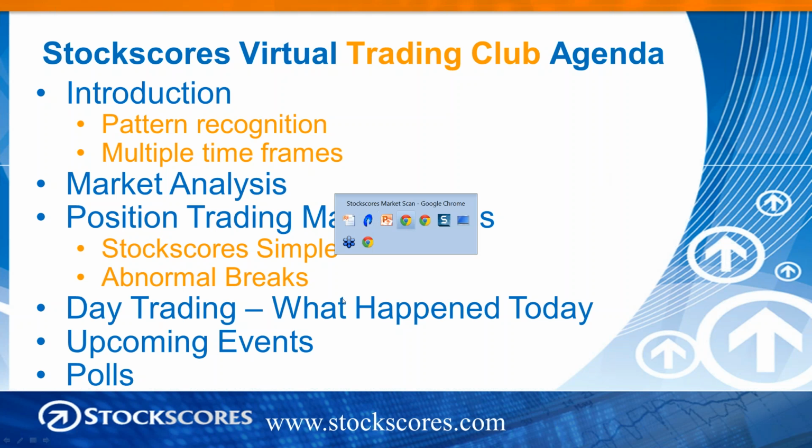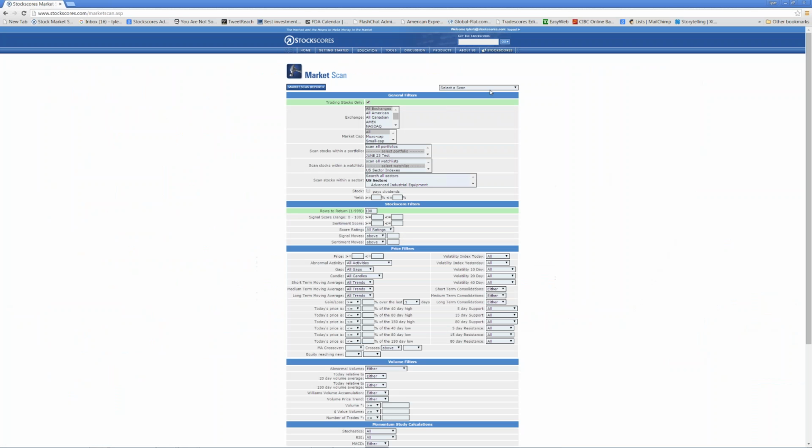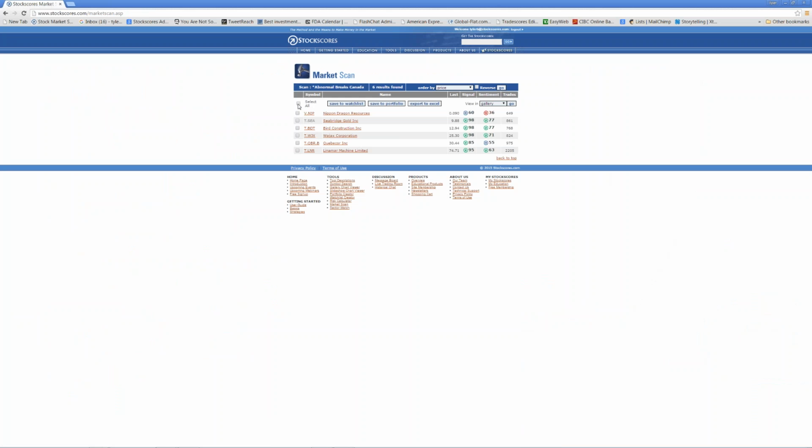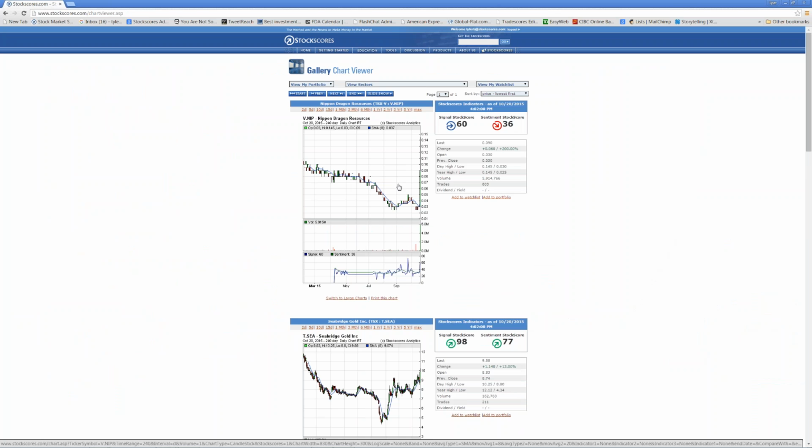So I'm going to jump over to the Stockscores market scan here and go to one of the preset scans. So for members of Stockscores, you'll have access to these. We're going to run the Abnormal Breaks Canada first. This scan looks for stocks making statistically significant abnormal price breaks. It's often a sign that something's going on.